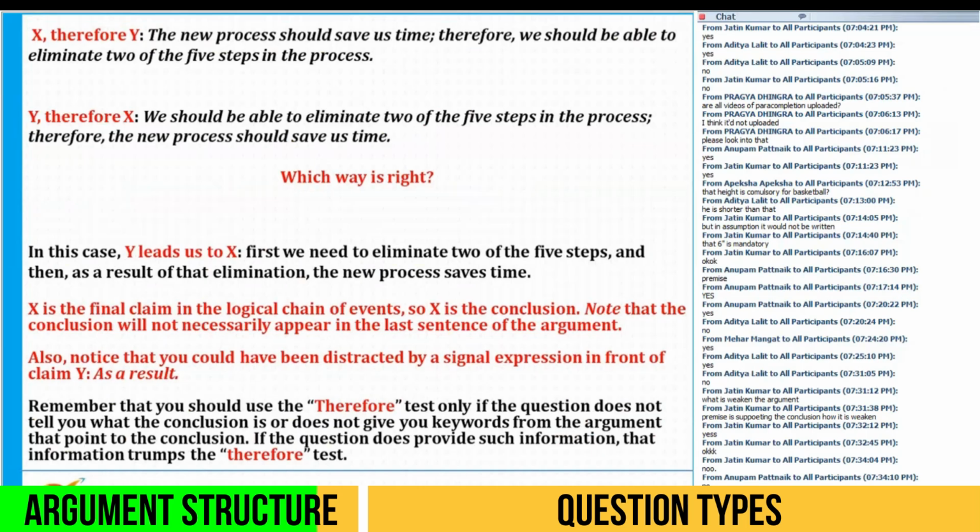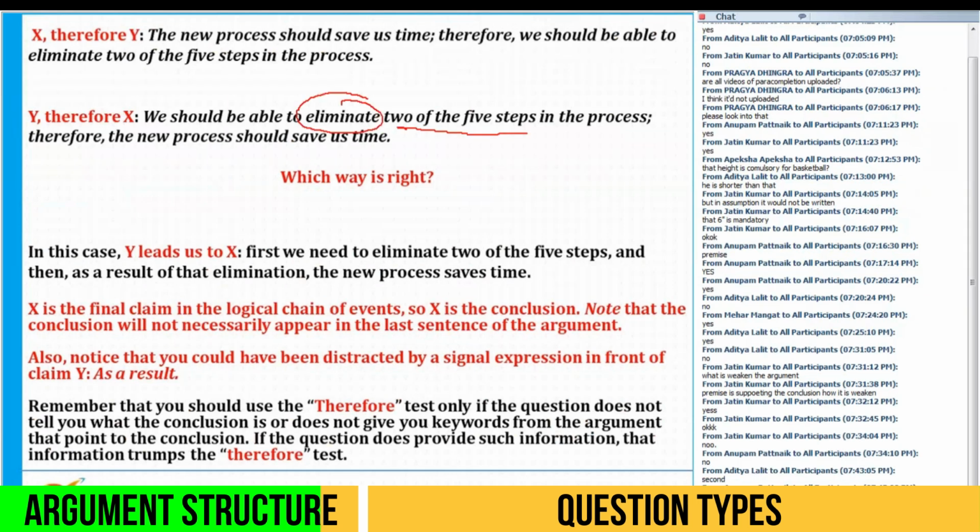The new process should save us time. Therefore, we should be able to eliminate 2 of the 5 steps in the process. Does this make sense? Or: we should be able to eliminate 2 of the 5 steps in the process. Therefore, the new process will save us time. I think the second one makes sense, because 2 of the 5 steps will be eliminated, that is why we'll save time. So second one looks good, which means our conclusion is X and not Y.